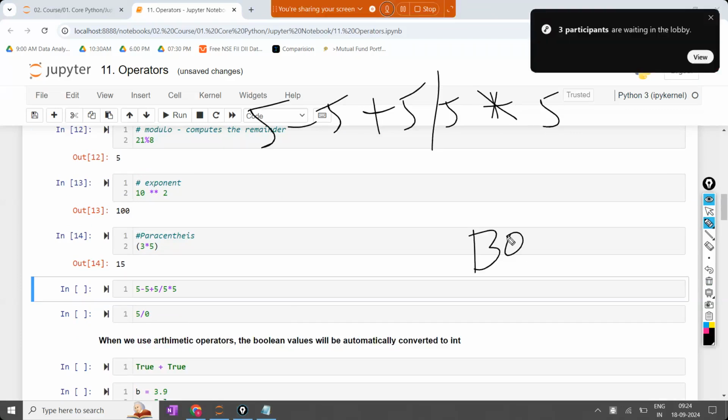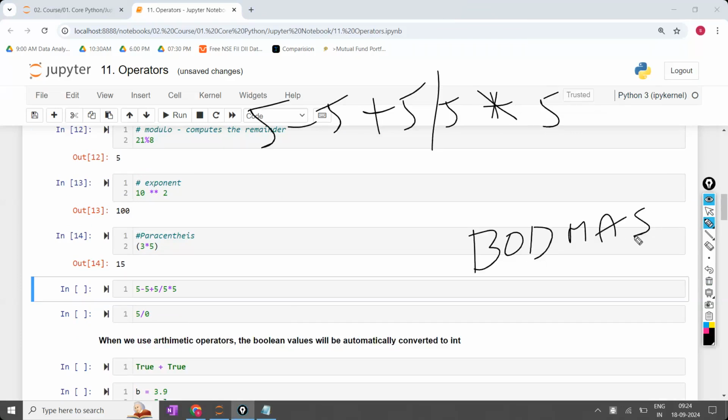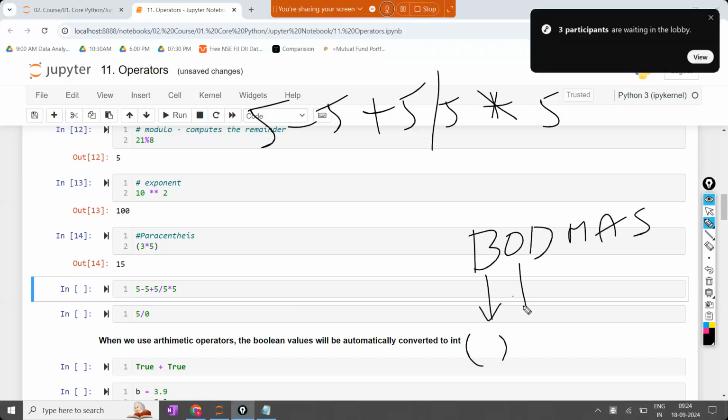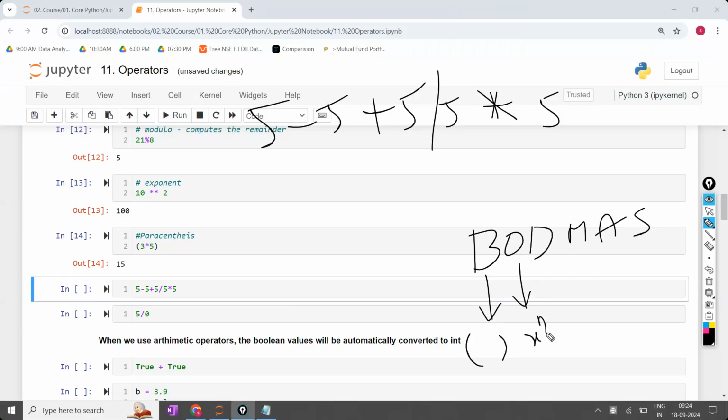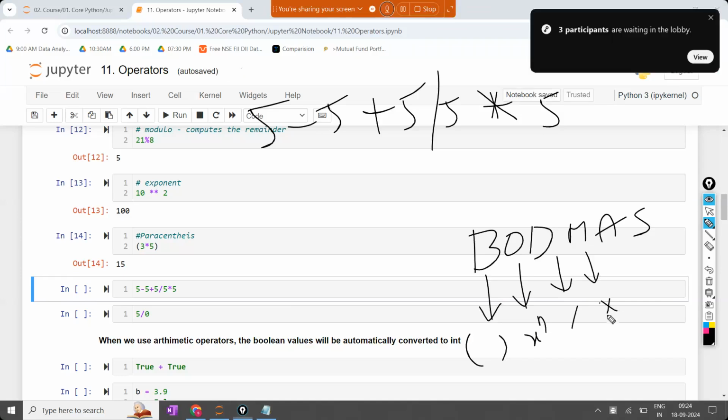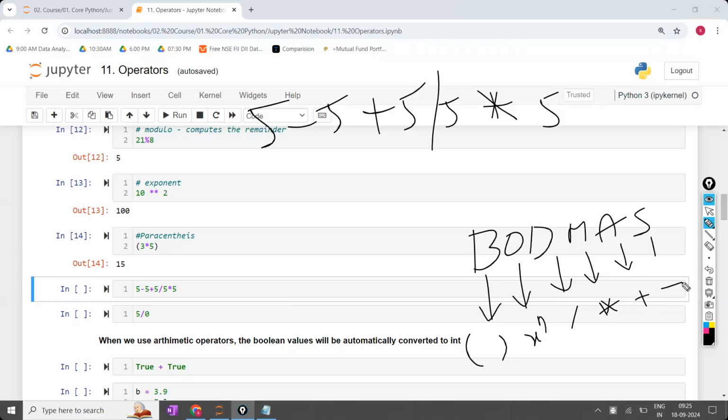BODMAS. B stands for brackets, parenthesis. That is the top priority. The second one is the power, x to the power of n. That is the second priority. Followed by division, followed by multiplication, followed by addition, followed by subtraction. As per this order, here you have 4 symbols: minus, plus, division, into. Now according to this, which one has to be completed first? Sorry, division has to be completed first. This part.